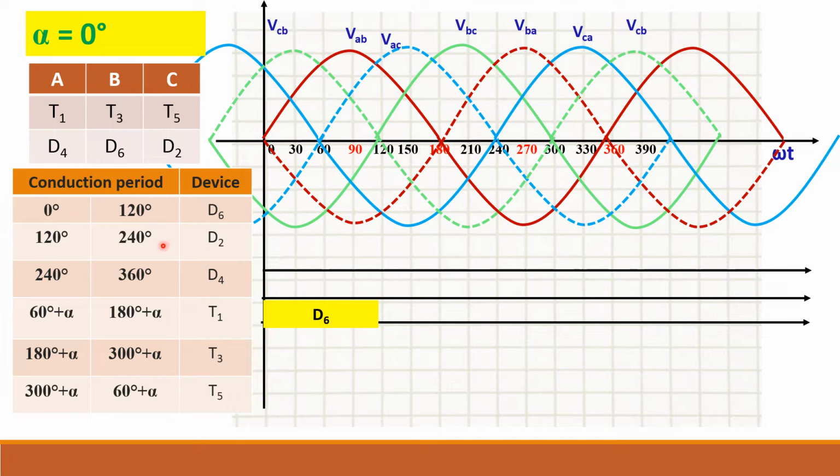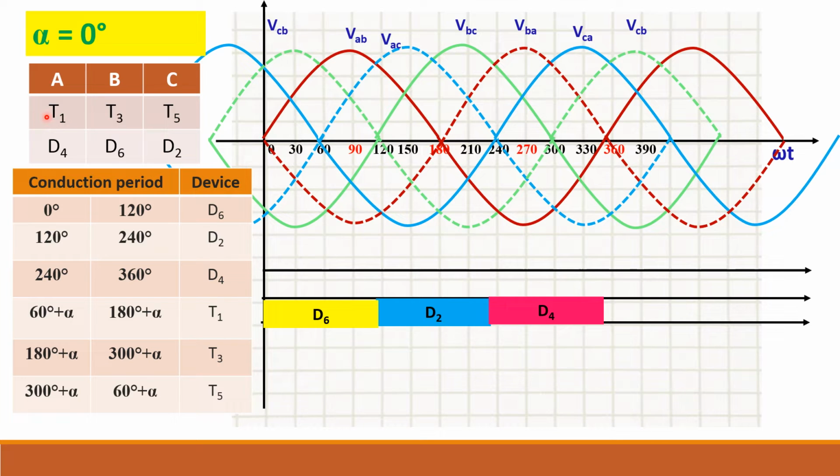Then from 120 to 240, you can see the blue line and green line. That is the most negative one. And what is the common term for both? C. So the C phase device should conduct. What is the C phase device? D2. So D2 will conduct. Similarly, you can write for D4. Now the conduction period of the diodes remains the same for all the firing angles. That will not change.